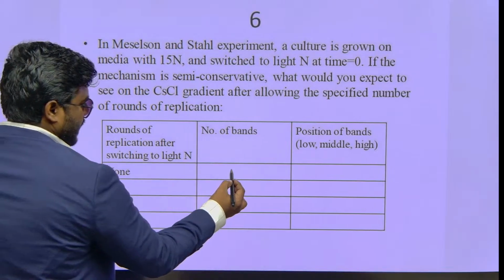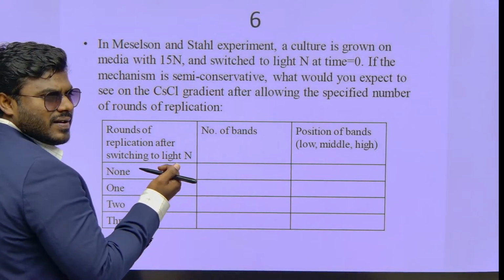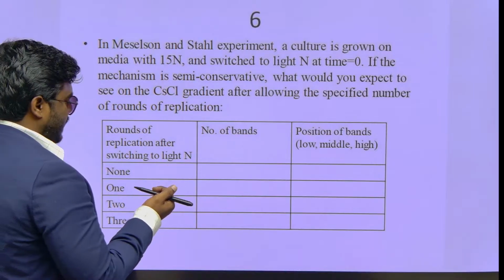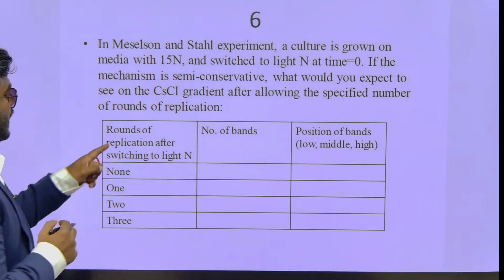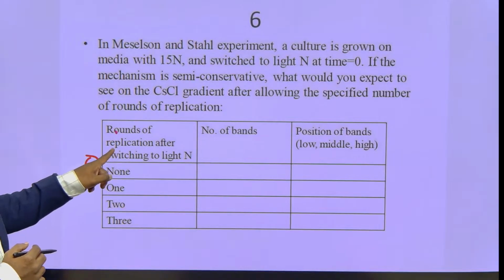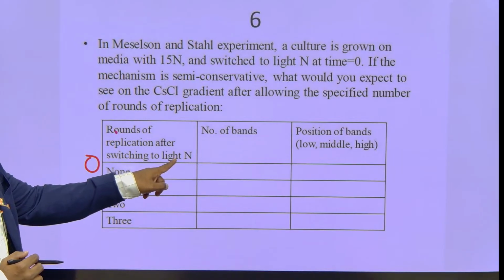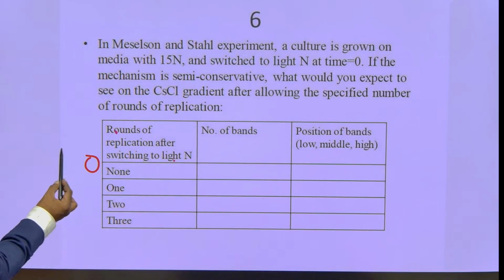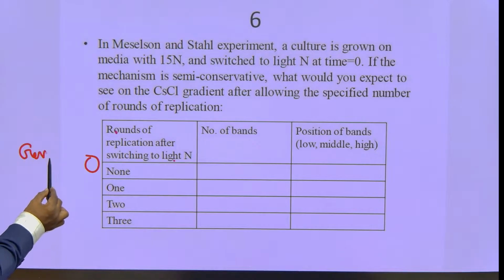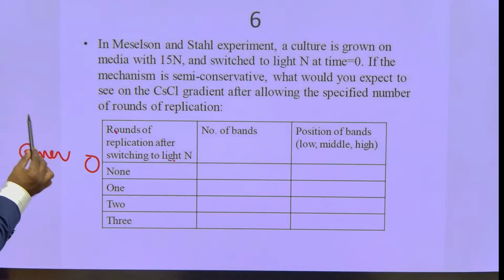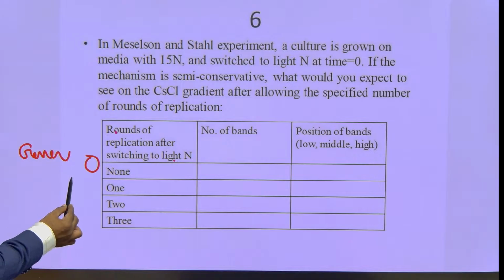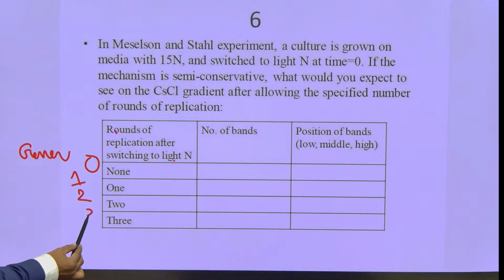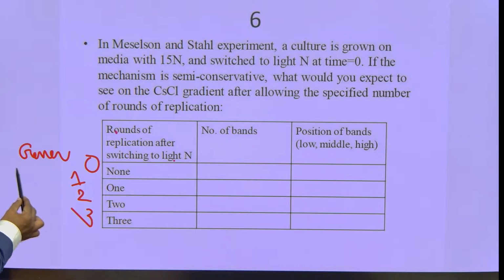Why 0? Rounds. Replication after switching to light N. Hence we have to consider this as the generation time. Generation time 0, 1, 2, 3. The time gap is 20 minutes.